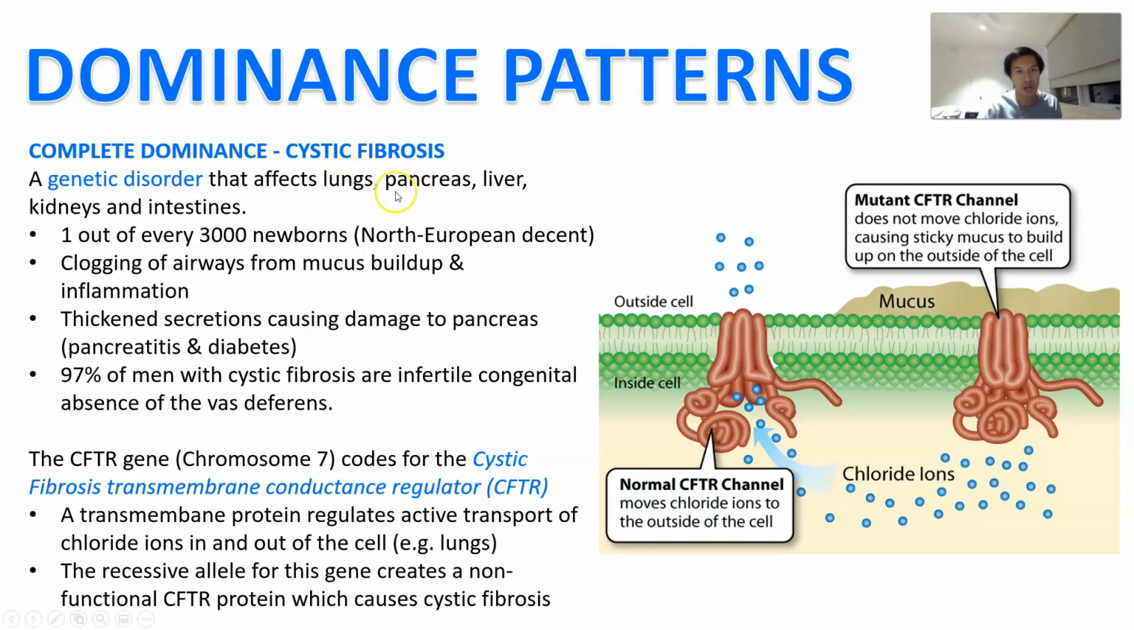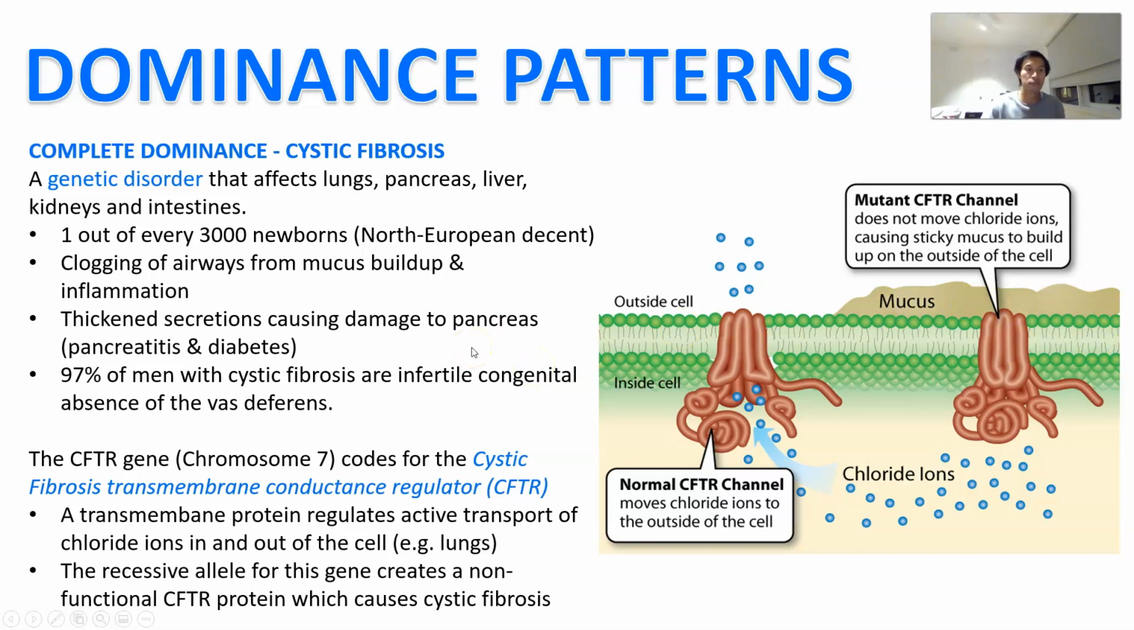It's going to affect your lungs, pancreas, liver, kidneys, and intestines. 1 in every 3,000 newborns of North European descent will have cystic fibrosis. And in general, there is a clogging of the airways because there is a mucus buildup and inflammation in those areas. You get a thickened secretion, and that thickened secretion around those membrane barriers is going to cause damage to organs like the pancreas, giving you pancreatitis and diabetes as a result of that.